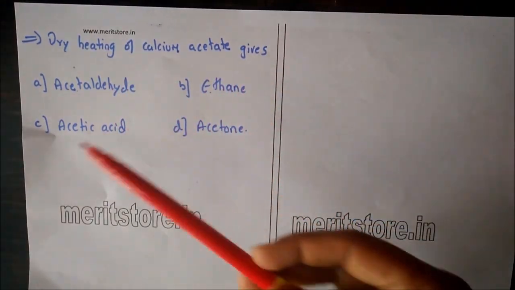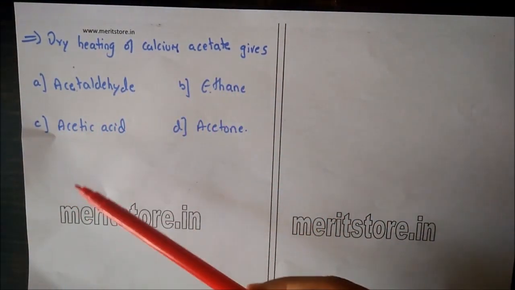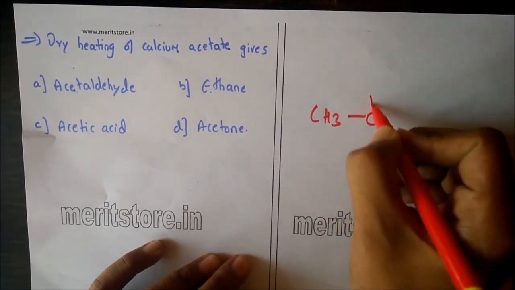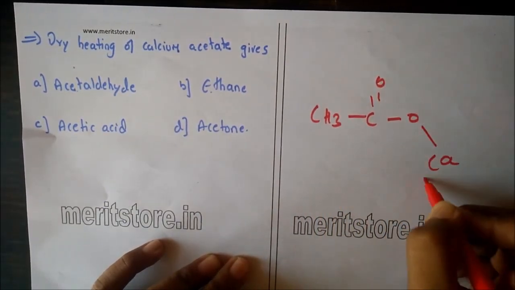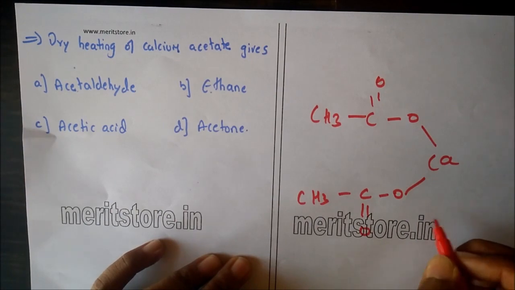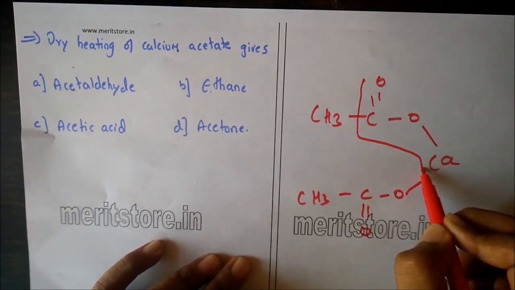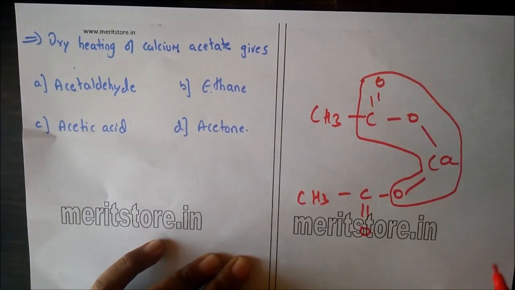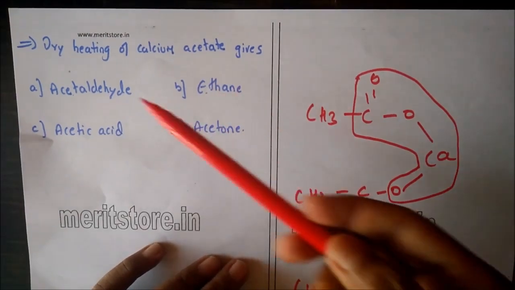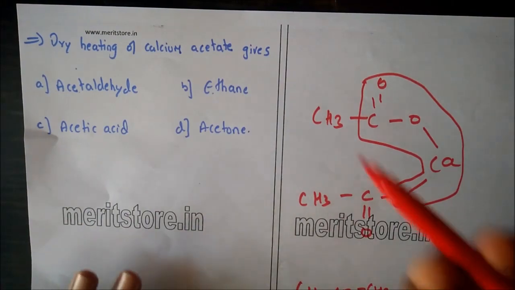Dry heating of calcium acetate gives A. acetaldehyde, B. ethane, C. acetic acid, or D. acetone. Now, calcium acetate is given by the formula (CH3C=O O)2Ca. On dry heating, one of the bonds of the Ca will be formed like this. This will result in CaCO3. So this will break out to form CaCO3, and CH3C=O CH3 will give rise to the product known as acetone, CH3COCH3. Therefore, on dry heating calcium acetate, acetone is formed. So the correct answer here is option D.